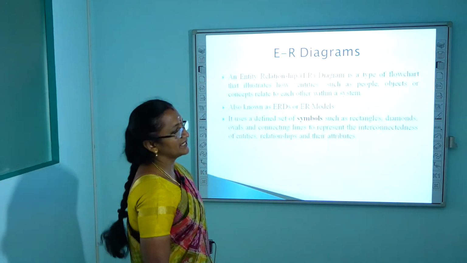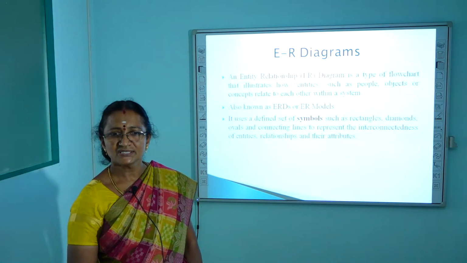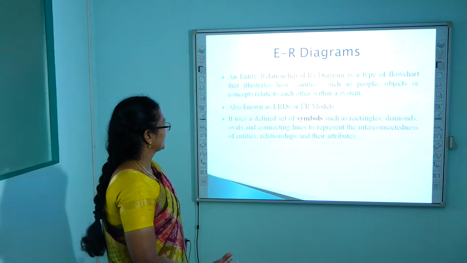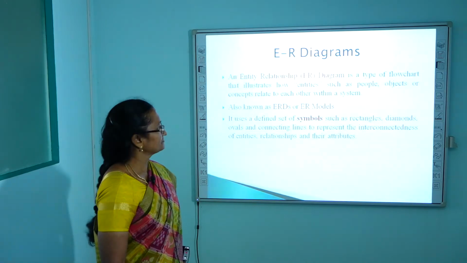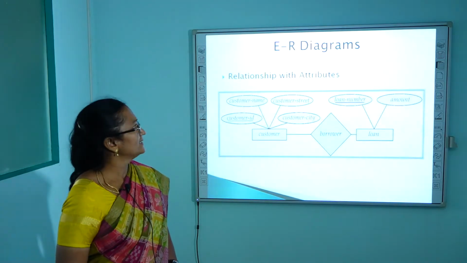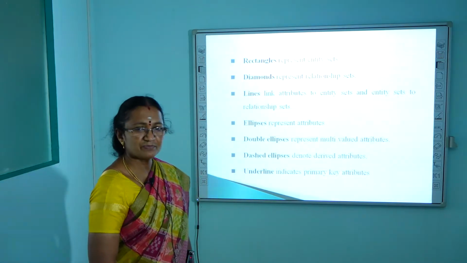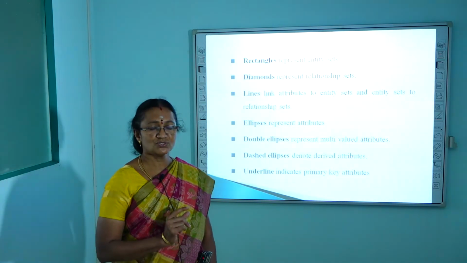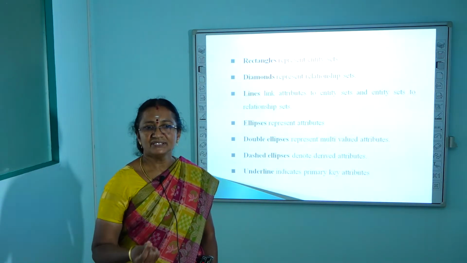The next one is the ER diagram. The pictorial representation of entities and their relationships is known as an ER diagram. Here we are using so many symbols: rectangles, diamonds, ovals, and lines. Next one. These are the symbols. The rectangle symbol is used to represent the entity. The diamond symbol is used to represent the relationship between the entities. The line is used to connect the attributes with the entity as well as with the relationship.